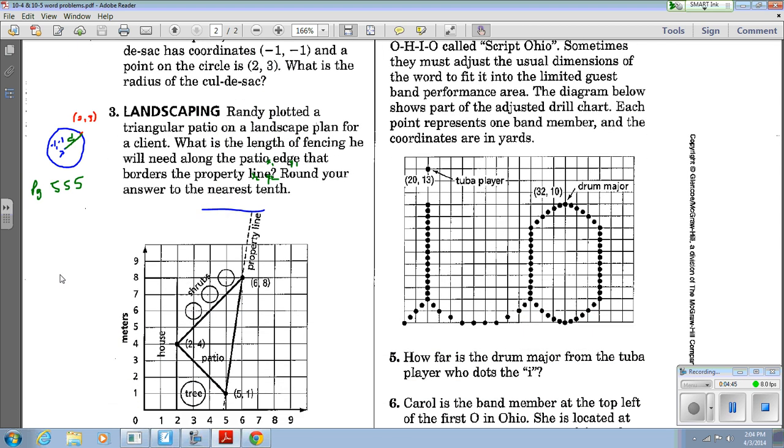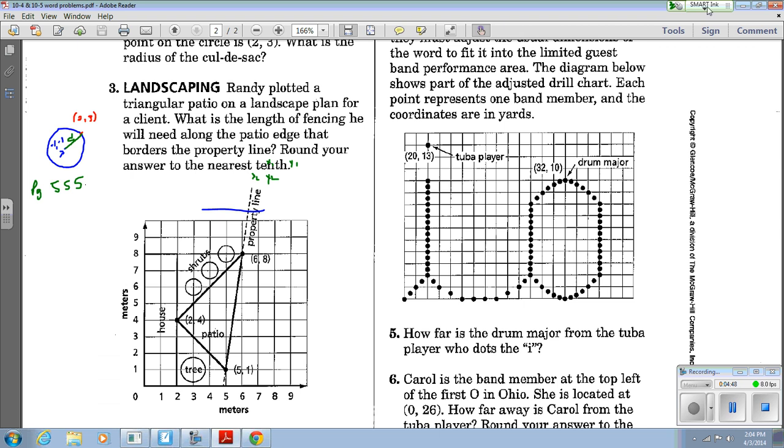Problem 3 is a landscaping problem. So I'm going to clear the ink out of there so we can have that nice and clean for us. And it looks like we have a grid, doesn't it? So we have a grid here. We have some lines drawn on a grid. Almost looks like a right triangle, doesn't it?